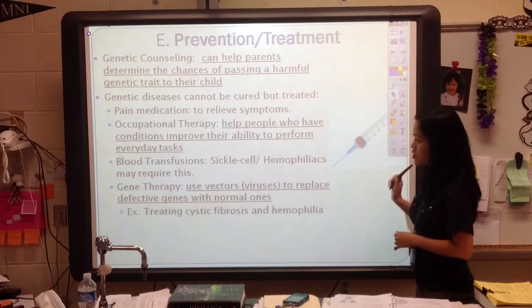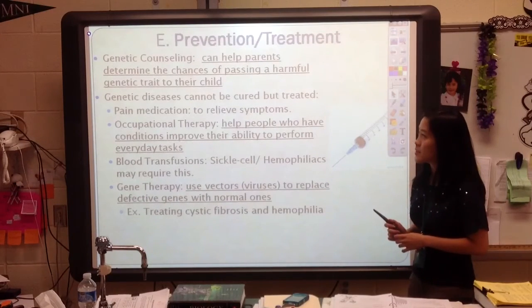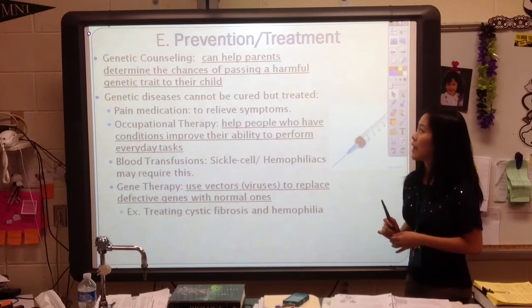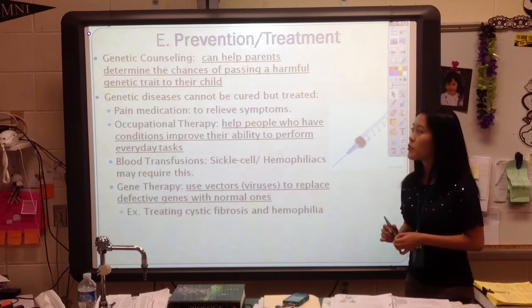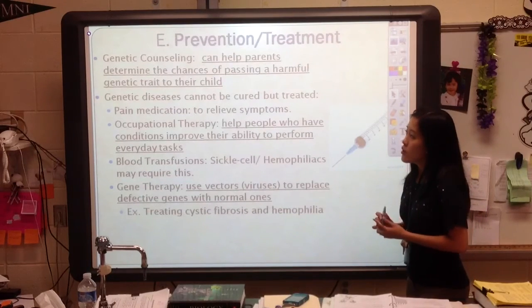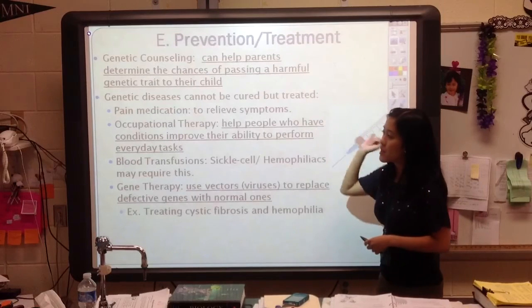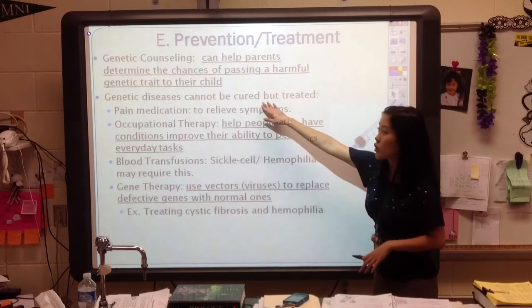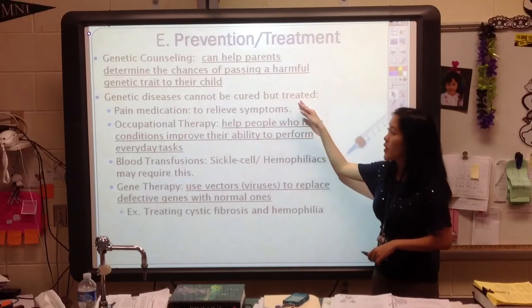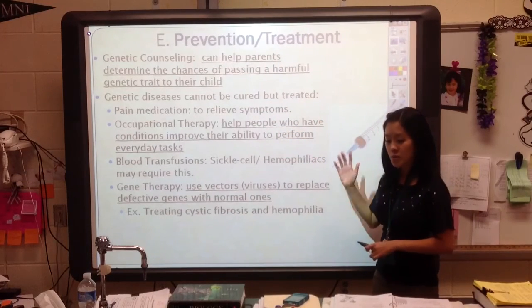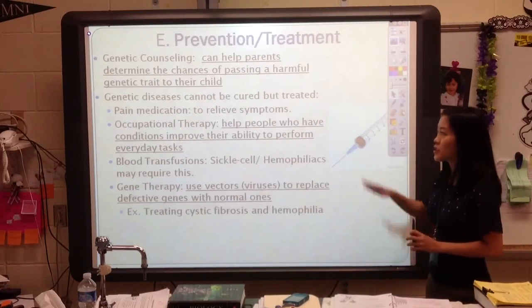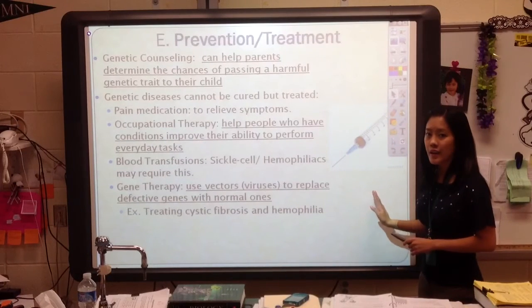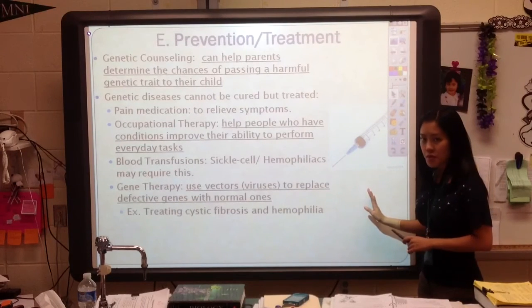And the last thing that you'll want to copy down for today's notes is some prevention and treatment possibilities for people with genetic disorders. We can go through genetic counseling, and we can also have some treatments. They don't cure the disease, but they can make the person much more comfortable. So make sure you also pause here and copy the rest of these notes.